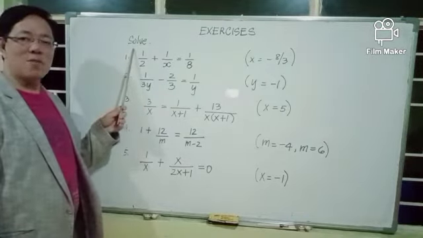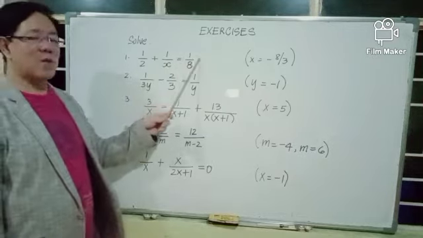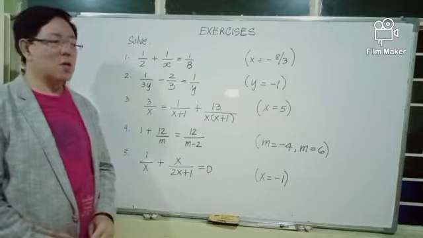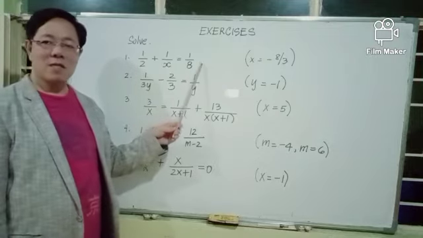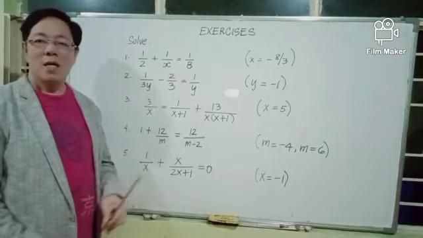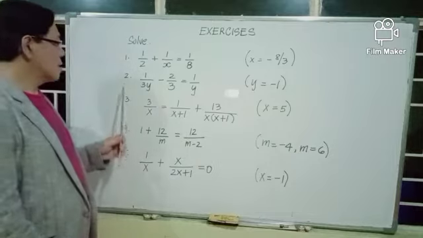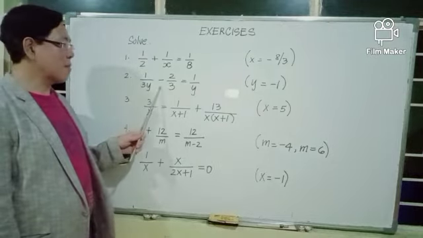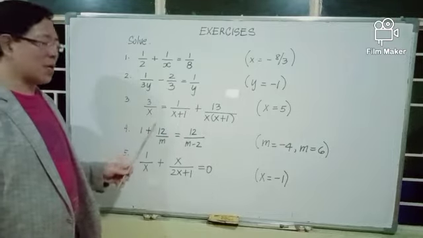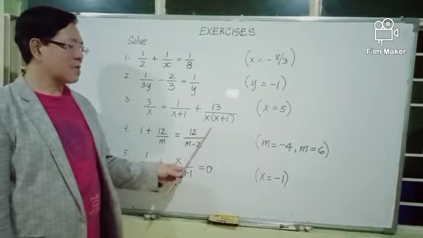Exercises, solve. Number 1, 1 over 2 plus 1 over x equals 1 over 8. Again, the first step is to find the LCD, lowest common denominator, and multiply the left side and the right hand side of the equation by the LCD to eliminate the denominators. And then we solve the resulting linear equation or quadratic equation. Number 2, we have 1 over 3y minus 2 thirds equals 1 over y. Number 3, we have 3 over x equals 1 over x plus 1 plus 13 over x times quantity x plus 1.